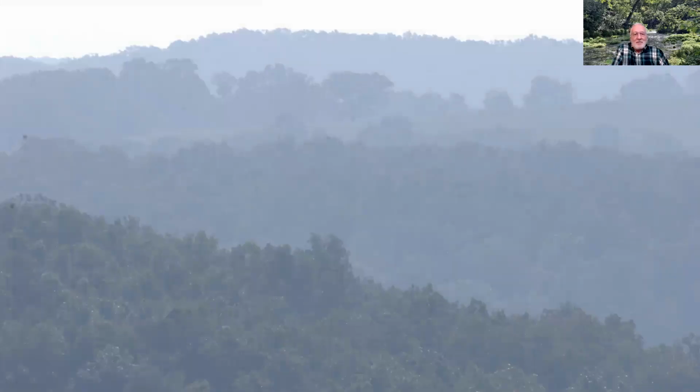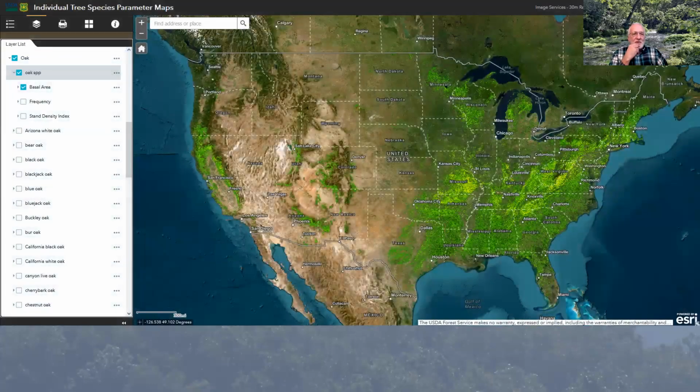But exactly where are the oaks and what kind of species are we talking about? So to lay the foundation, there's a really neat website out there. If you Google individual tree species parameter maps, this is something that's maintained by the U.S. Forest Service's Forest Inventory and Analysis section in cooperation with the folks at Esri. And so you can go in there and do a search on species and then what kind of parameters you want to look at. Fairly intuitive if you've played with geographical information systems before. And if not, there's a nice tutorial on there that can guide you through.